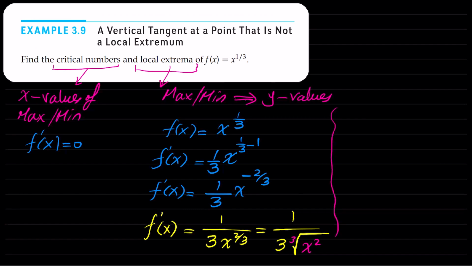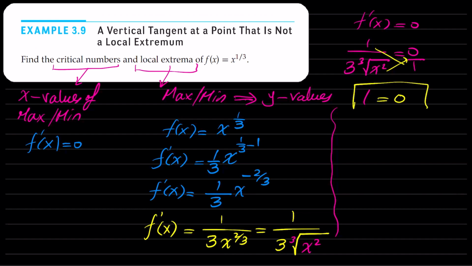Now, before we graph it, we will solve it. f prime of x equal to 0. It means 1/3 cubic root of x squared equal to 0. So now we do the cross product. We will multiply 1 by 1, and this by 0, it will be 1 times 0.